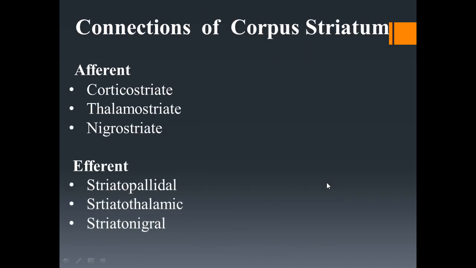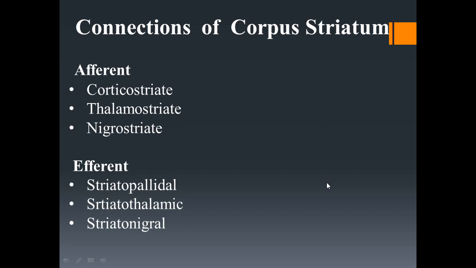Now, what are the connections of basal ganglia? First we'll see the connections of corpus striatum. It has afferent connections and efferent connections. Afferent fibers are corticostriate fibers, thalamostriate fibers, and nigrostriate fibers. And efferent fibers are striatopallidal, striatothalamic, and striatonigral fibers.